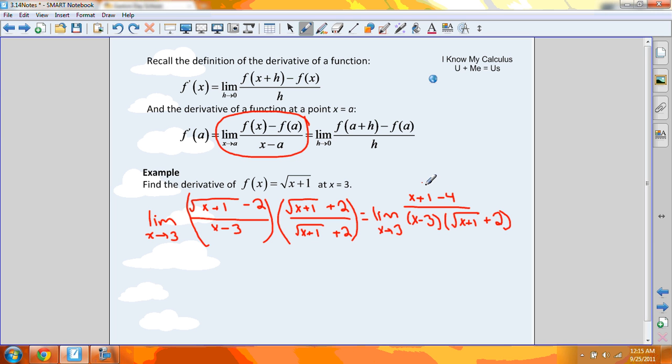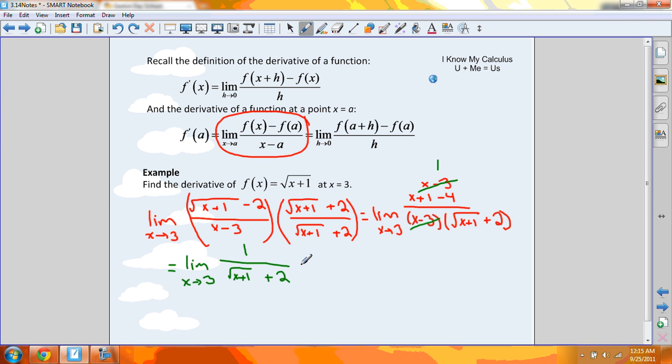And, like I said, this is going to be x minus 3. So therefore, it will, oh, that's interesting, it will cancel with the denominator, and I'm just left with 1 in the numerator. So now I have the limit as x goes to 3 of 1 over square root of x plus 1 plus 2.